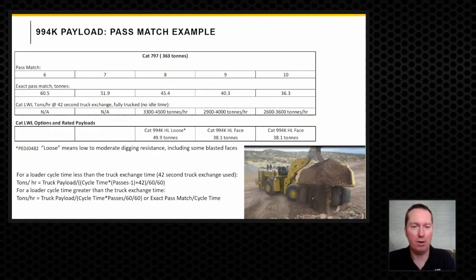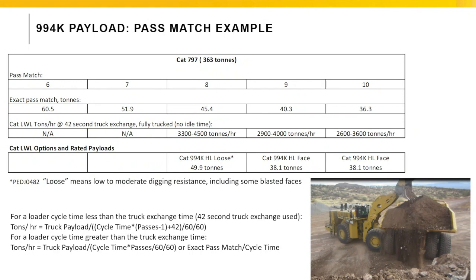Now, stretching just to one other example on the other extreme, the picture on the lower right-hand corner, that's a 994K loading a Cat 797. So we've gone all the way up onto the largest size class that we've seen 994s loading in the field. And in this example, again, you can do an 8, 9, or 10 pass match. And the key is to look at those target payloads and where the rated payload is at.